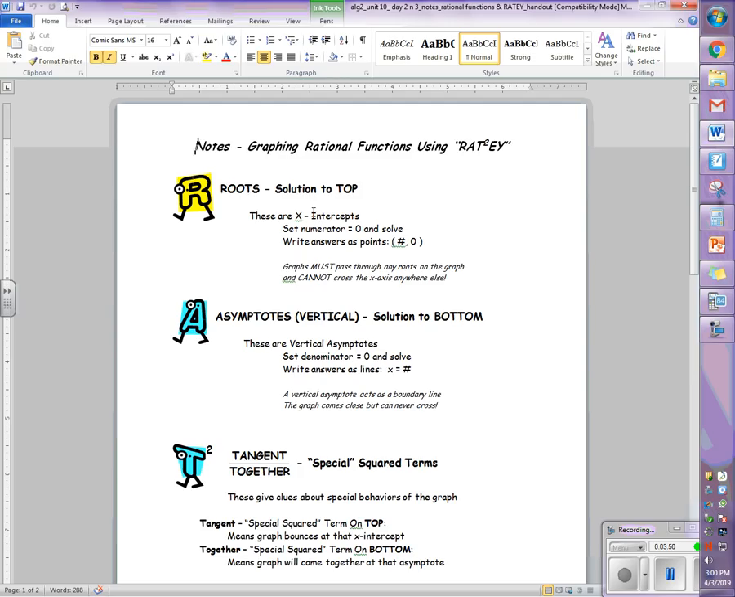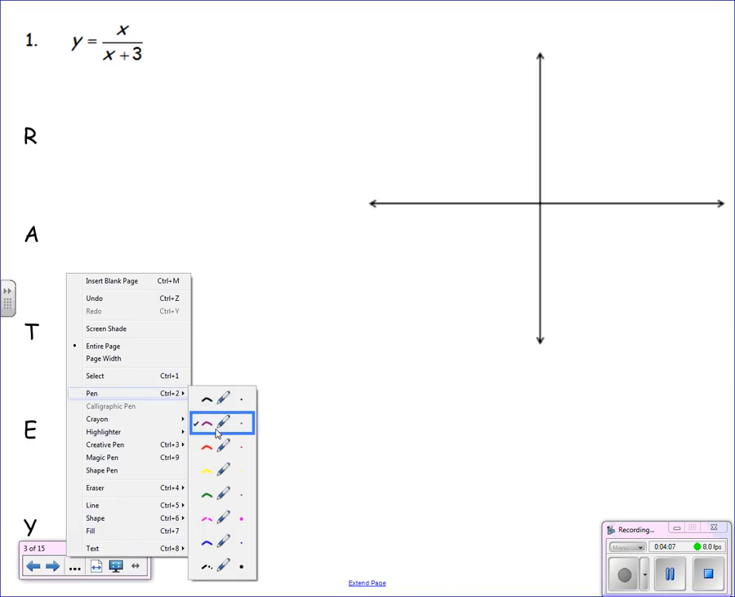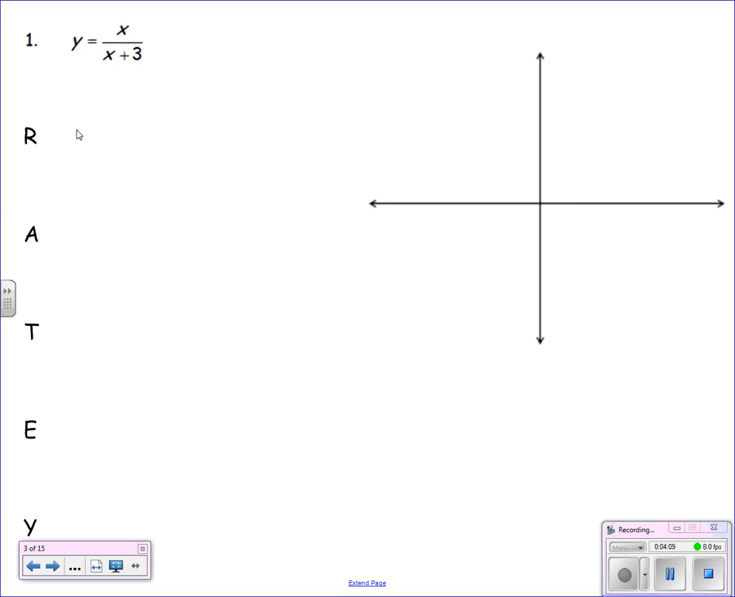Roots are your x-intercepts. To find the roots, the directions say set your numerator equal to 0 and solve. And then you write your answers as points, number, comma, 0. So let's find our roots. For our numerator, it's just x. We set it equal to 0 and solve.